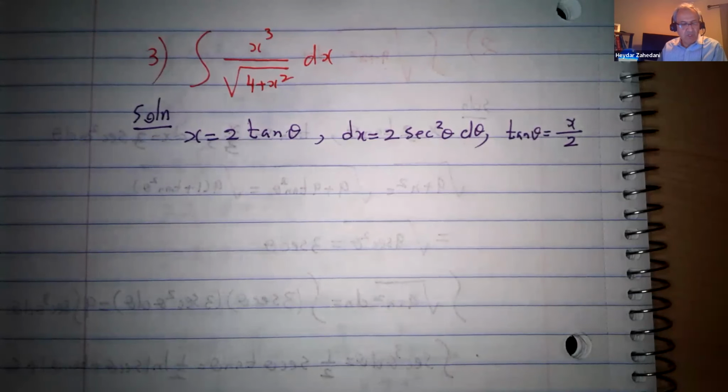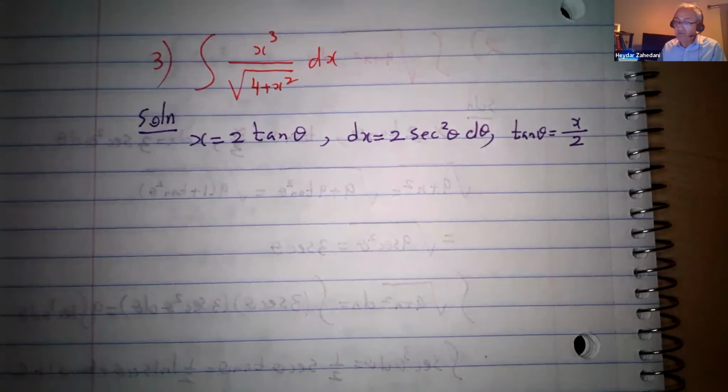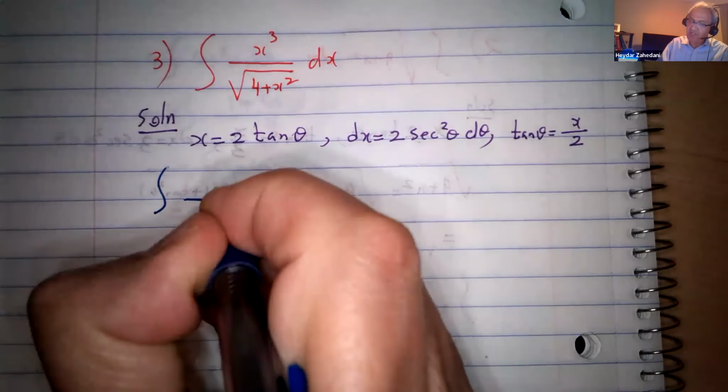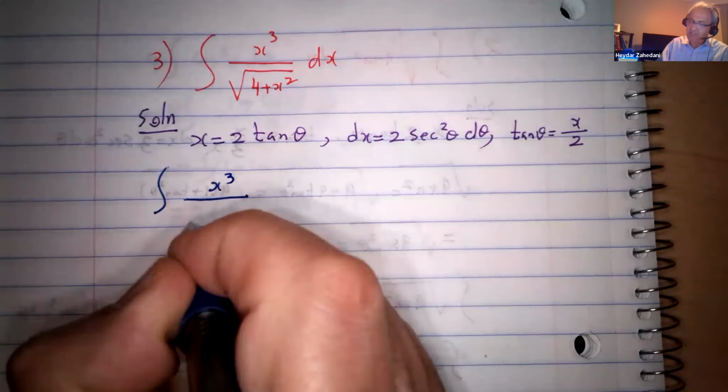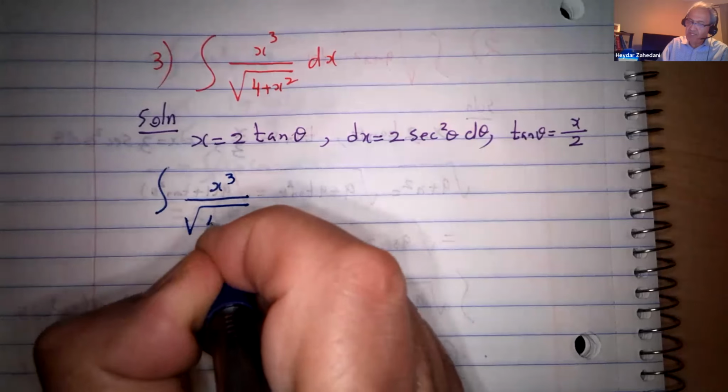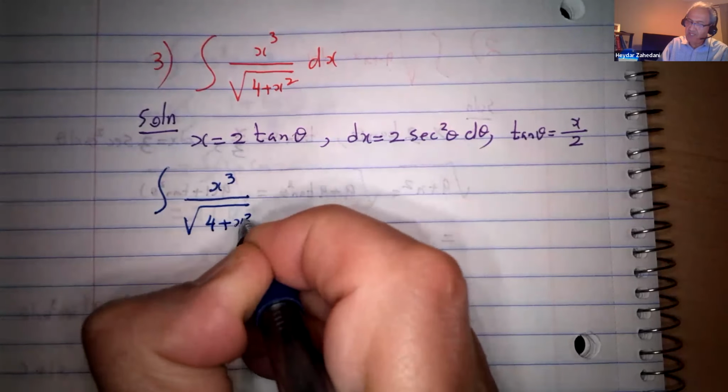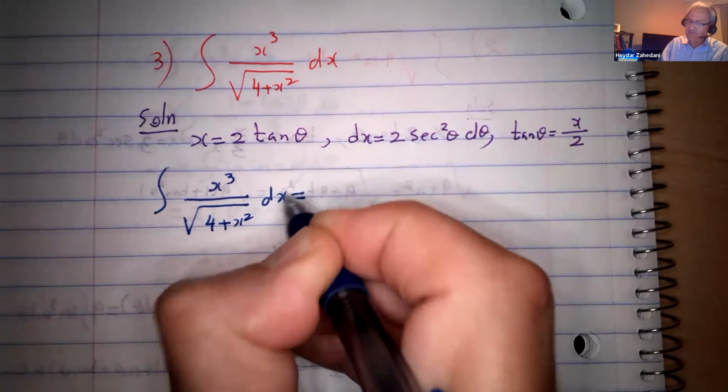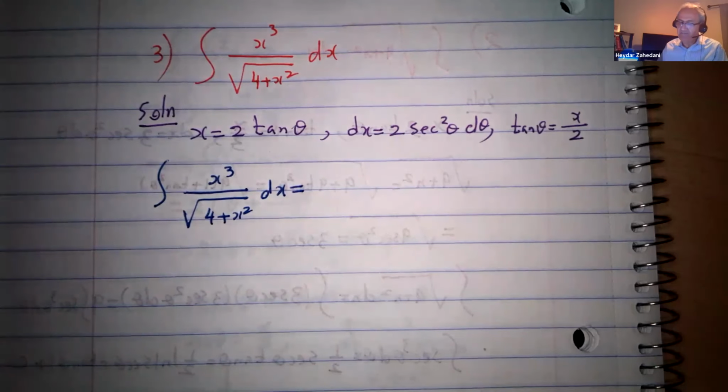Okay, substitute. You can simplify then substitute, or just go ahead and substitute there so that you'll be able to simplify it a little bit. Okay, so let's see what we are going to have. This is going to be x cubed originally, times the square root of 4 plus x squared, dx. Substitute for everything, especially dx.